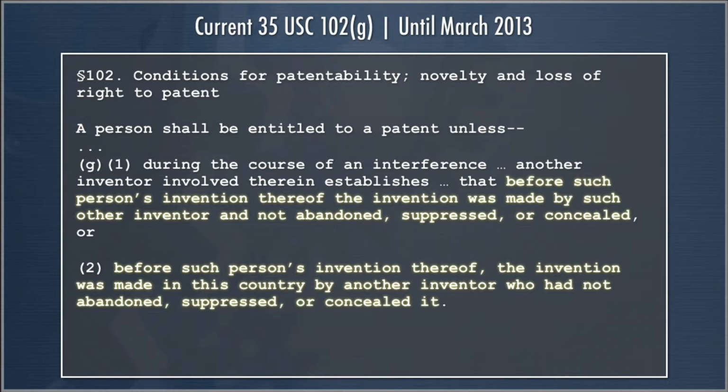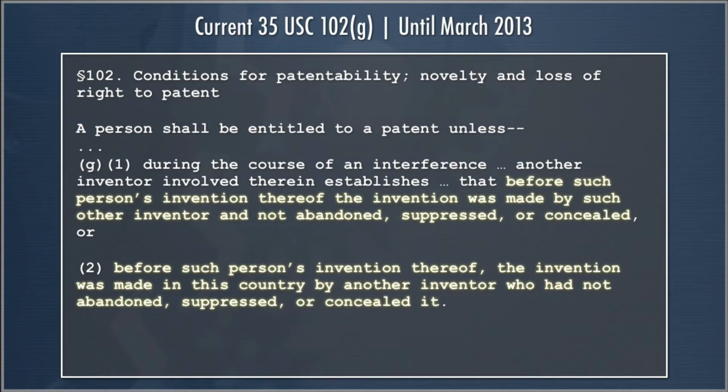And the idea here is that 102G sets up a question of first inventorship, and it awards a patent to the first inventor, right? And so you can tell that before the person's invention thereof, the invention was made by another and not abandoned, suppressed, or concealed. Before the person's invention, right? So the key date again here, as we talked about in the last class, is the invention date.